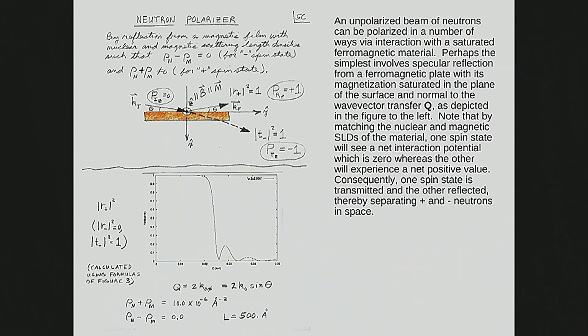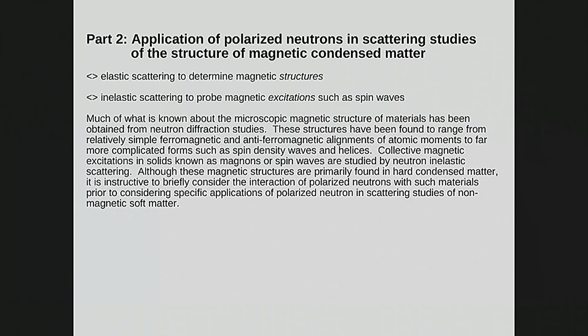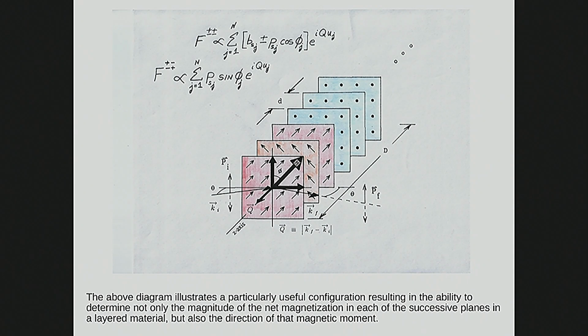There are more complicated devices that use multiple layers, called a super mirror, that extend this region of reflection to higher angles. But in principle, it works the same way. Okay, so what are some applications now? We know how to rotate the beam, and we know how to polarize now.